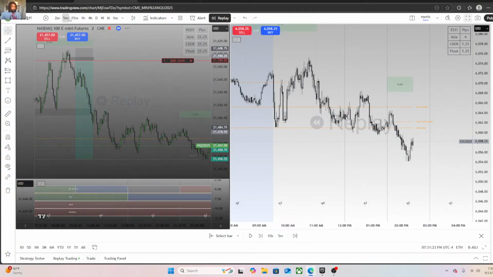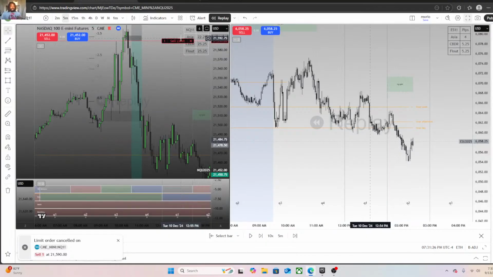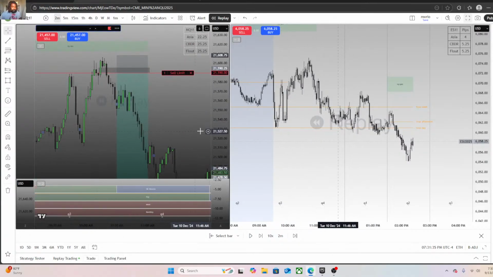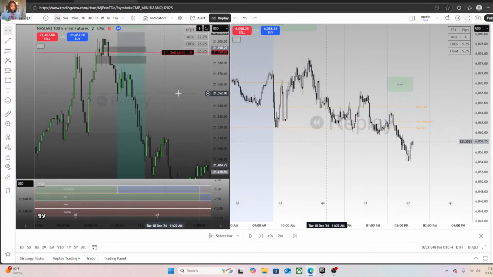Now, I ain't gonna lie, if I was by myself, like in real time, I would have chased that entry. We already had inverse the fair value gap. We reaccumulated right here. Pull it back. Would have cooked that. Great trade though. That would have been a 1 to 8 R to R.